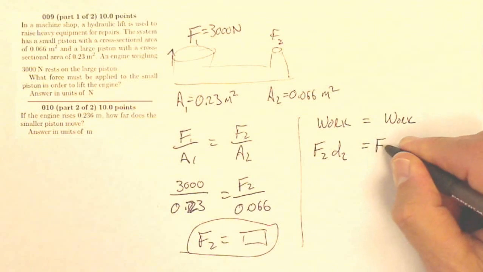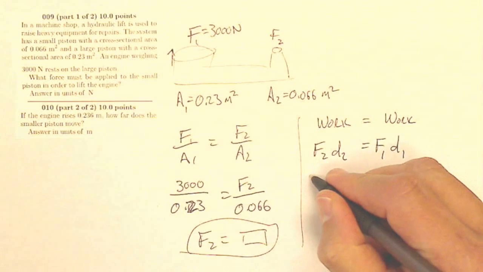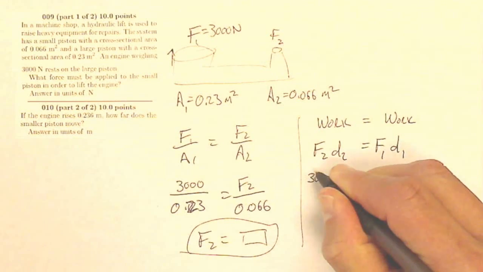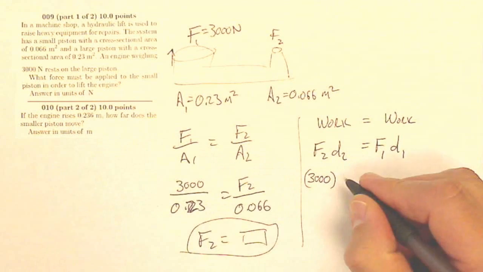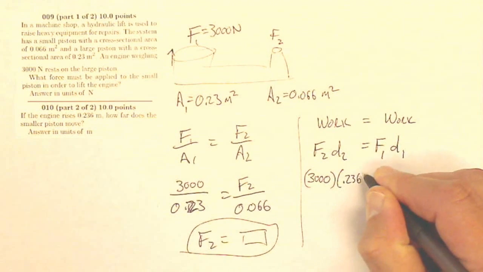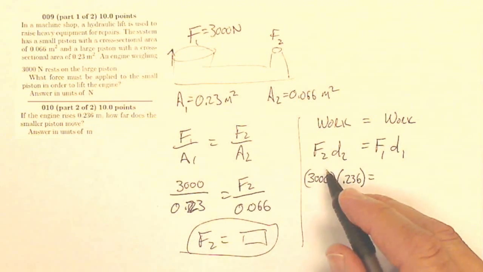It's going to equal the force on the first one times the distance the first one goes. So the force 2 is 3,000 newtons. The distance 2 is how far this one rises. They tell me it's 0.236 meters. That's going to equal the force 1. Oh, I switched 1 and 2. Well, don't worry about it.